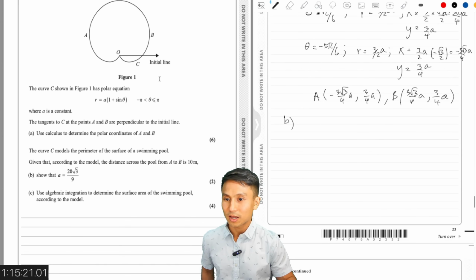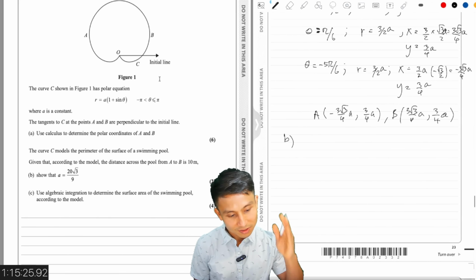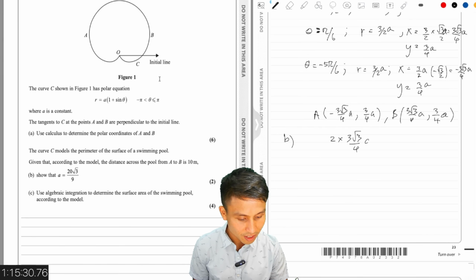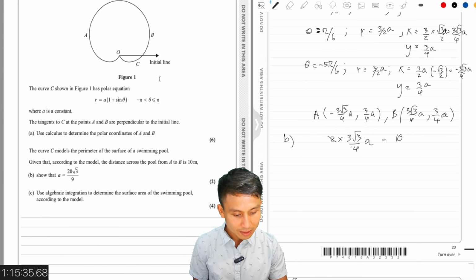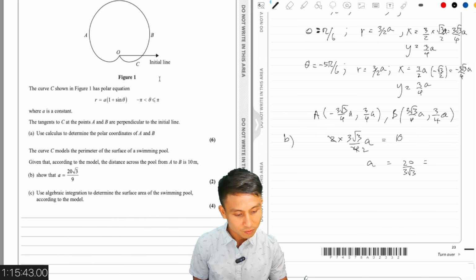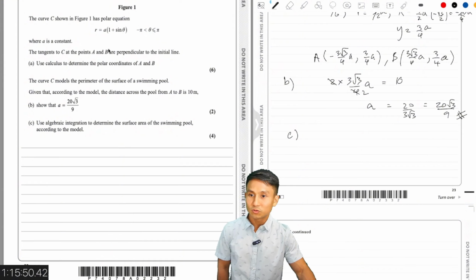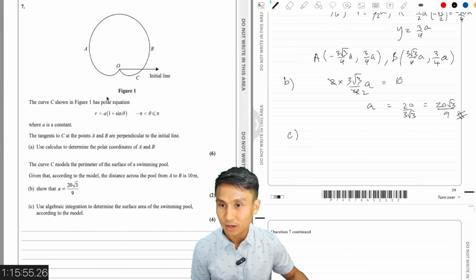Phew. Okay, part B. Show that a is that. All right, so they give you that distance from A to B because they have the same y. So it's 2 times 3 root 3 over 4a equals 10. So cancel that. So you get a equals 20 over 3 root 3. If you multiply by root 3 over root 3, you're going to get 20 root 3 over 9, which is as required. Now C, use algebraic integration to determine the surface of the swimming pool. Surface, the whole thing, right?